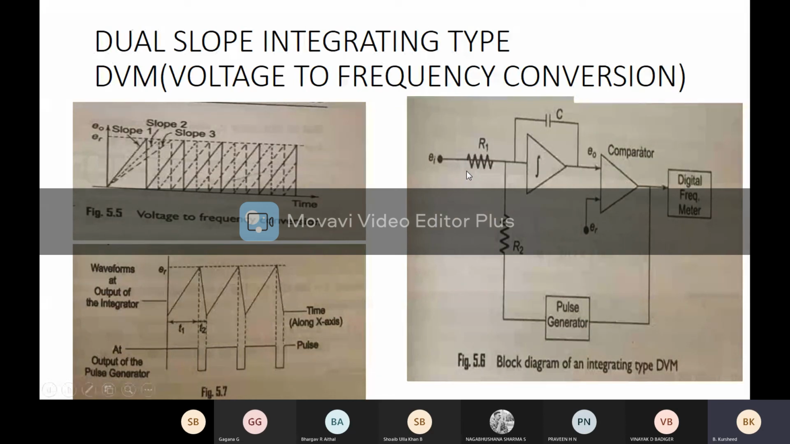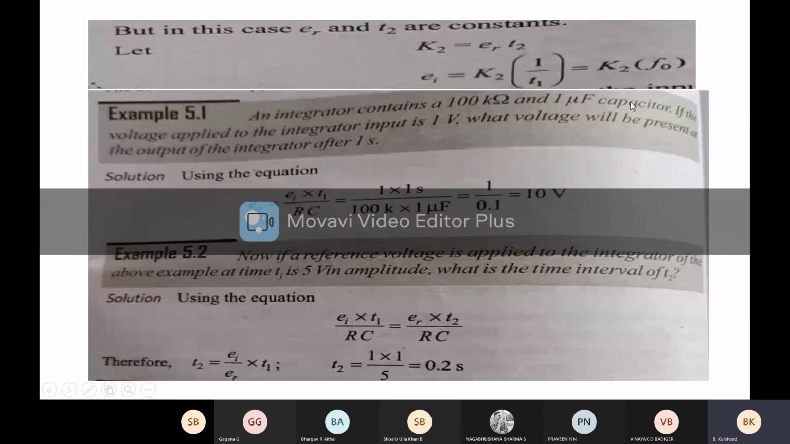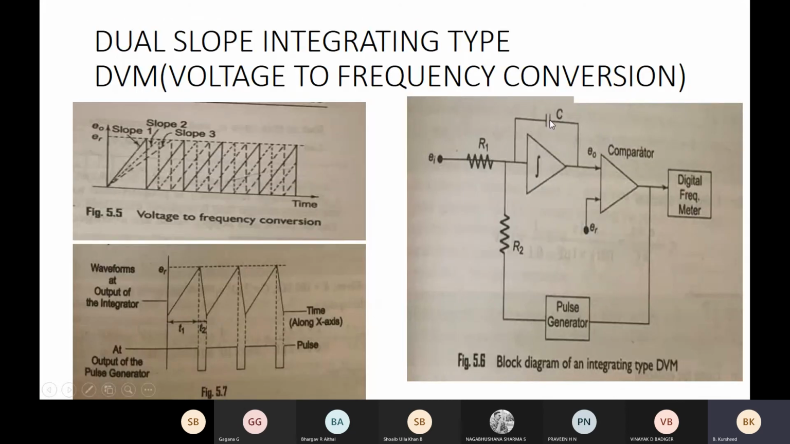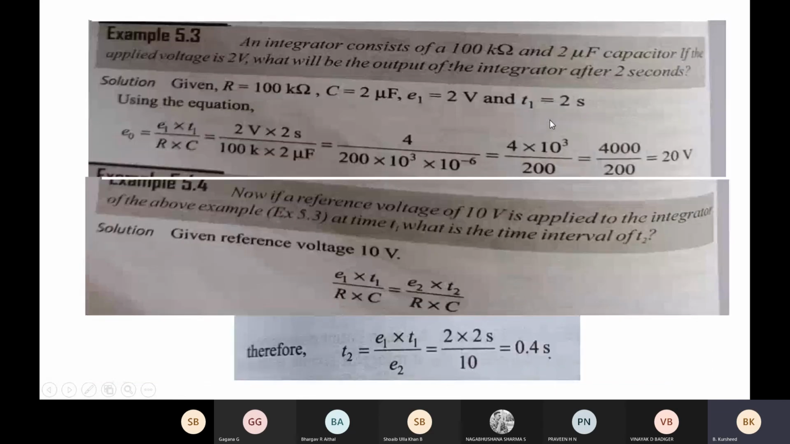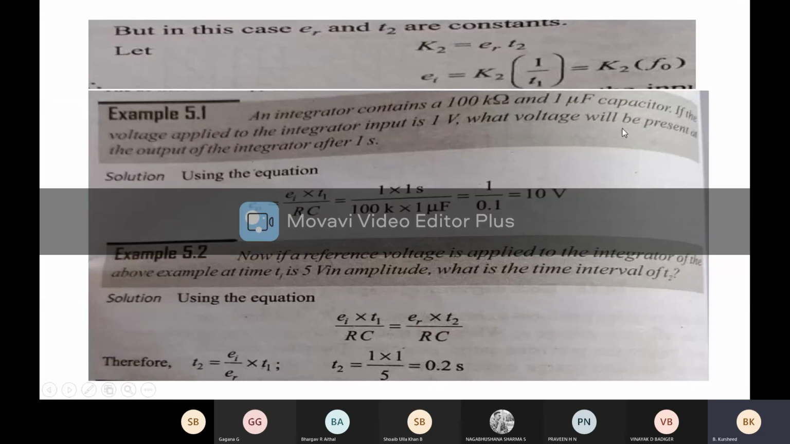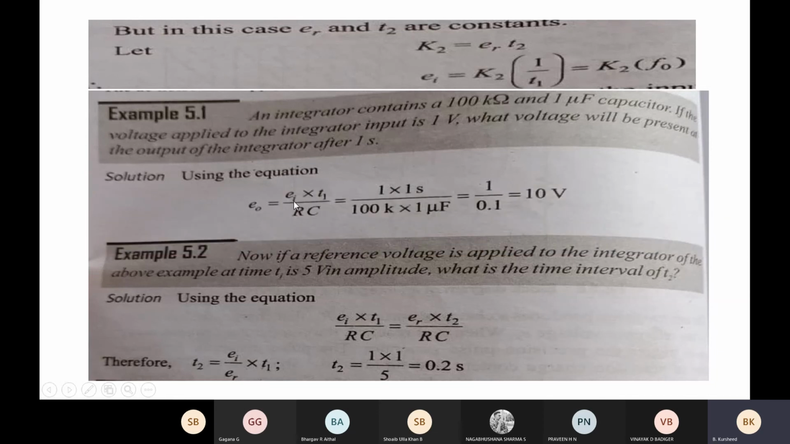Come. An integrator contains a 100 kilo ohm resistor and a 1 microfarad capacitor. If the voltage applied to the integrator input is 1 volt, EI is 1 volt. What voltage will be present at the output of the integrator after 1 second? E0 is equal to EI into T1 by RC. EI is 1 volt, T1 is 1 second, R is 100K, C is 1 microfarad. Calculate this one.